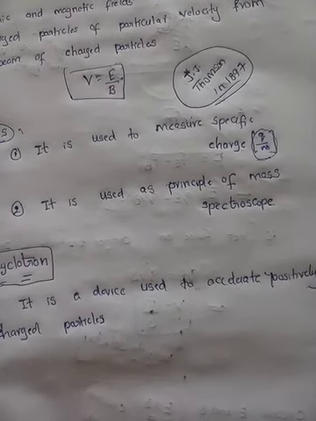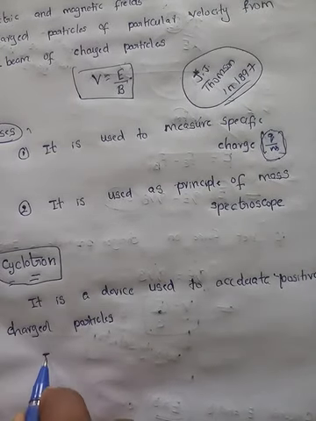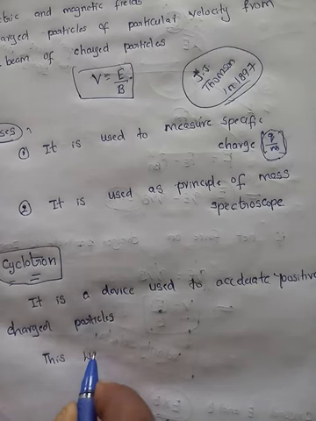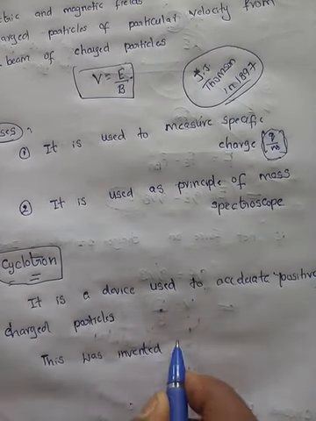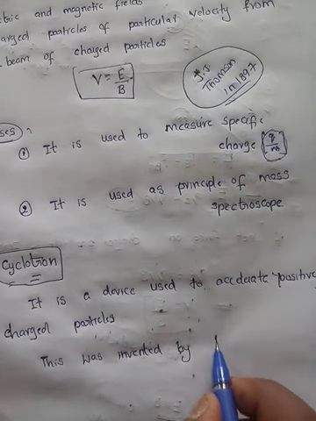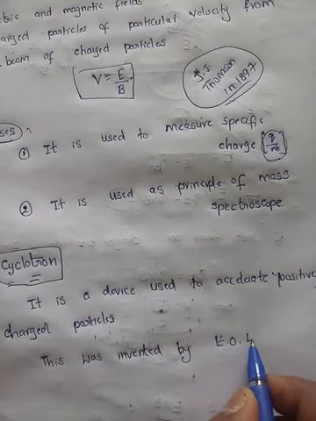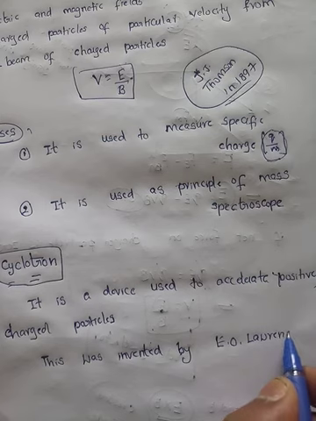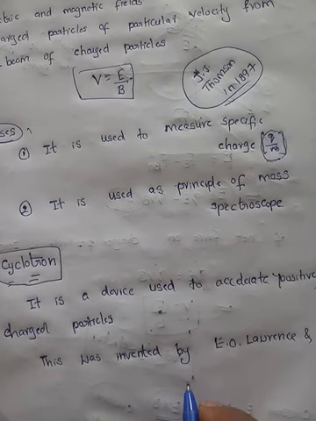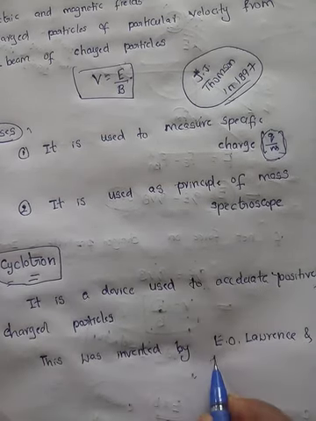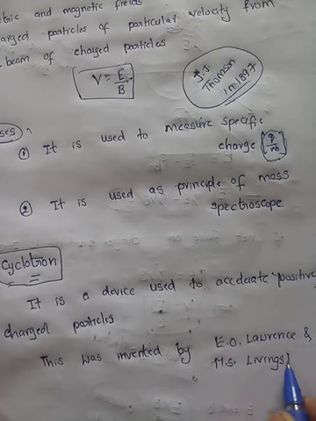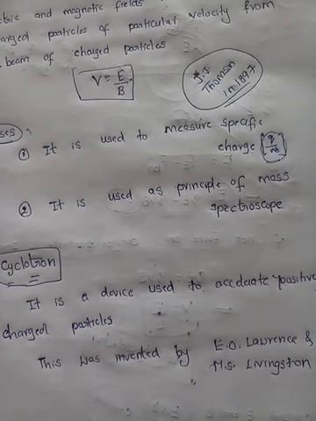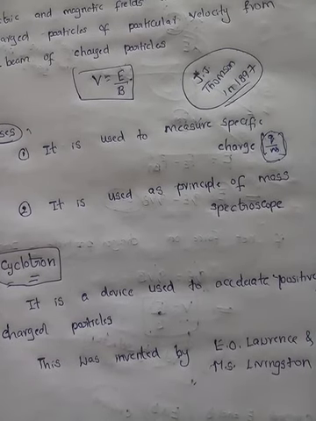This device is used to accelerate positively charged particles. It was invented by two scientists, Ernest Lawrence and M.S. Livingston. These two scientists invented this device using the principles of electric field and magnetic field.